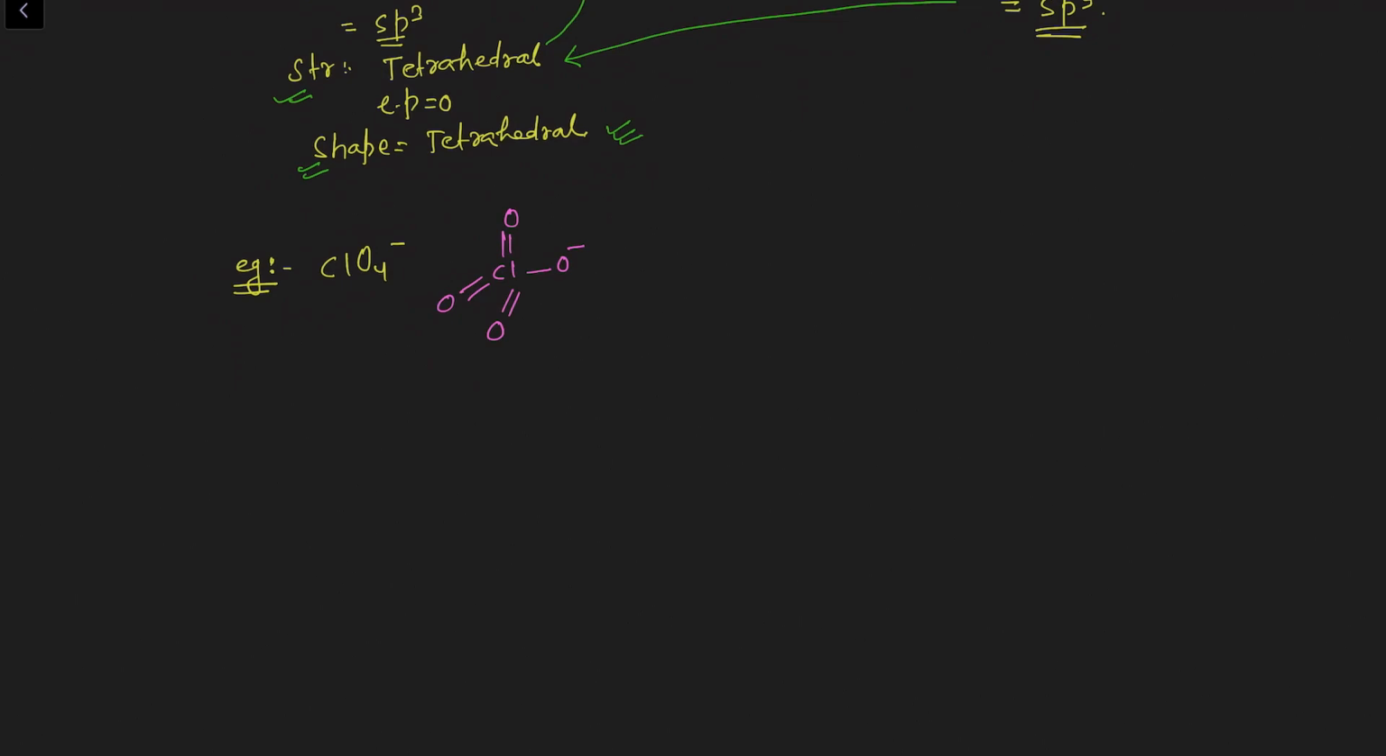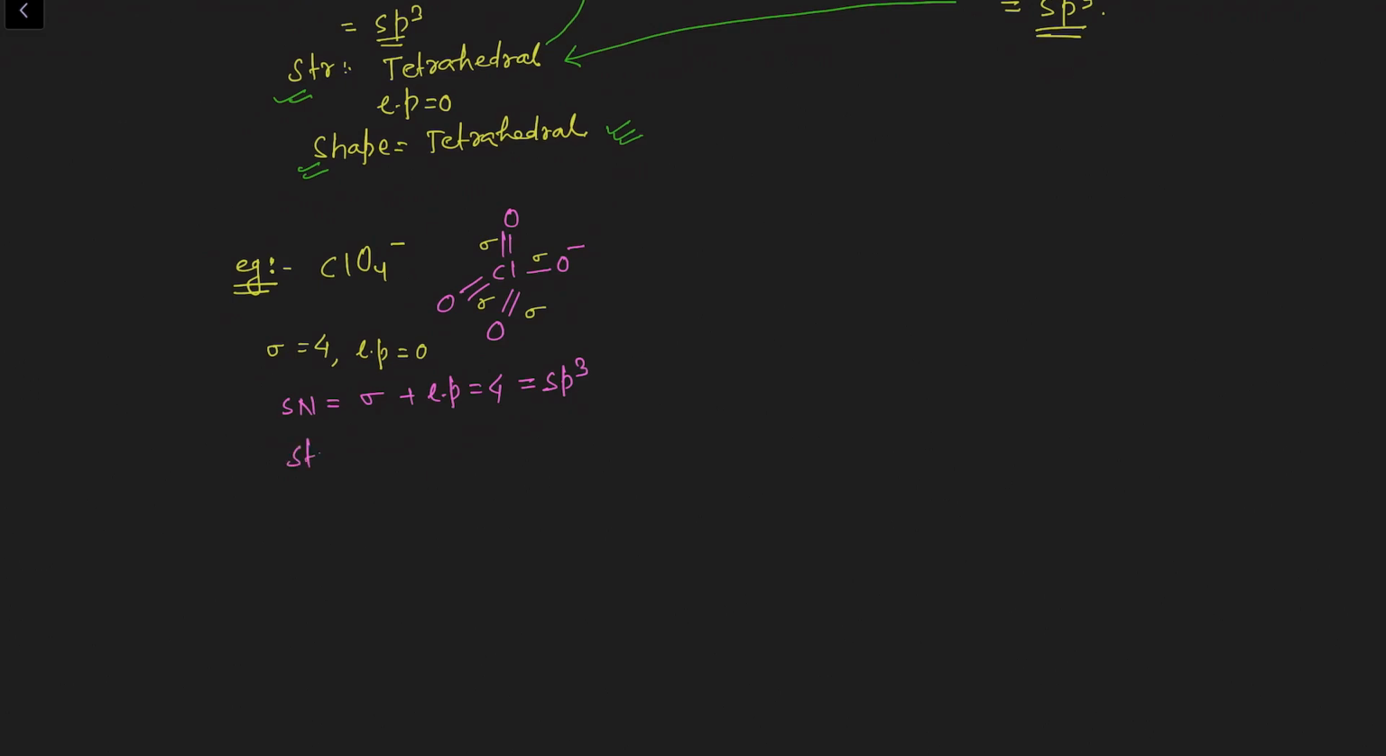Now after this, count the sigma bonds. How many sigma bonds are there? 1 sigma bond, 2 sigma bond, 3 sigma bond, 4 sigma bond. The number of sigma bonds is 4. Now the lone pairs of electrons in chlorine. See that the chlorine valence electron count is 7. Out of 7, 2, 4, 6, 7, chlorine used all the valence electrons, so it will be 0. So now the steric number, sigma plus lone pair of electrons, will be 4. It is sp3 hybridization.